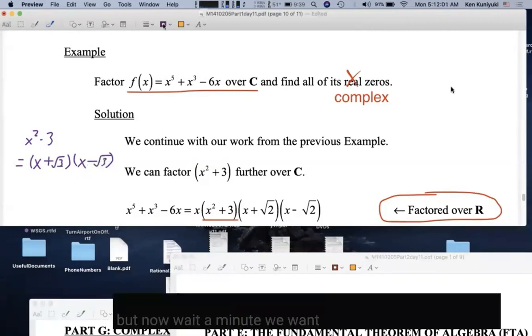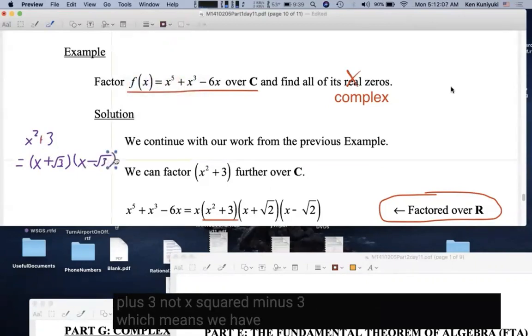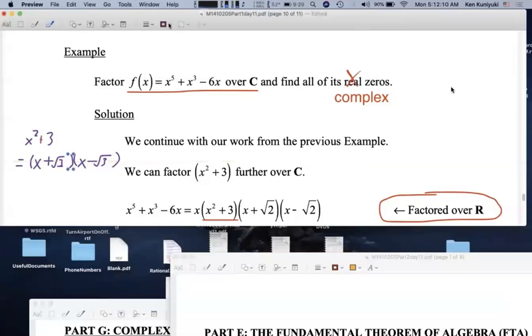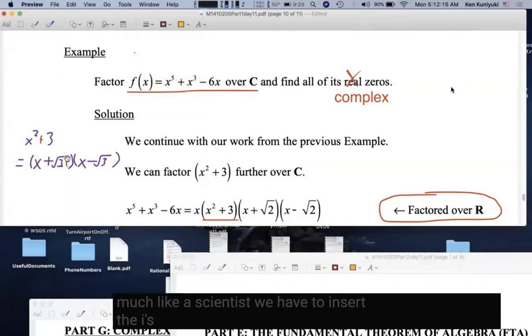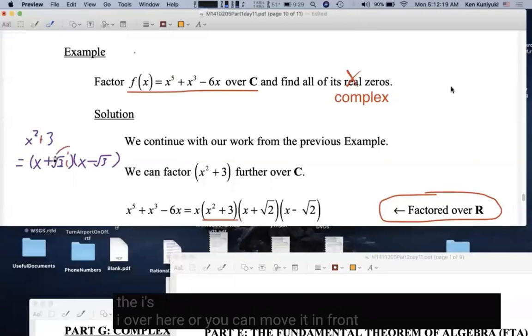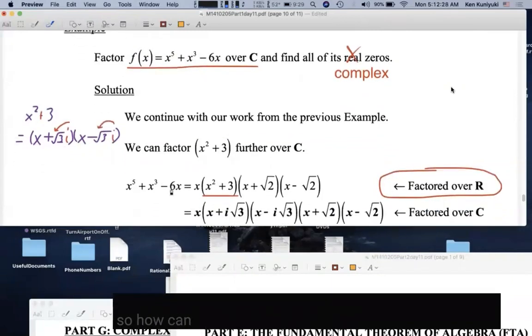But now wait a minute. We want to factor x squared plus 3, not x squared minus 3, which means we have to insert what? Much like a scientist, we have to insert the i's. I over here, or you can move it in front of the radical. That might be safer. So how can we factor x squared plus 3? It now breaks down over C as a product of these two linear factors, x plus i root 3 and x minus i root 3.